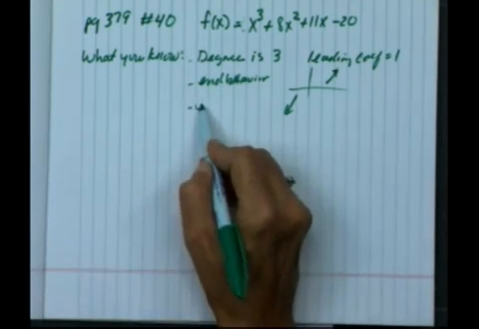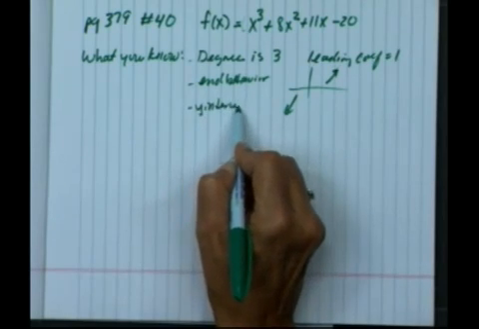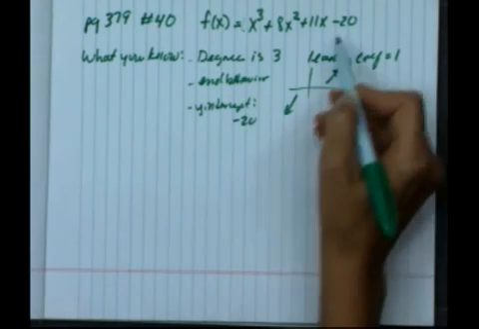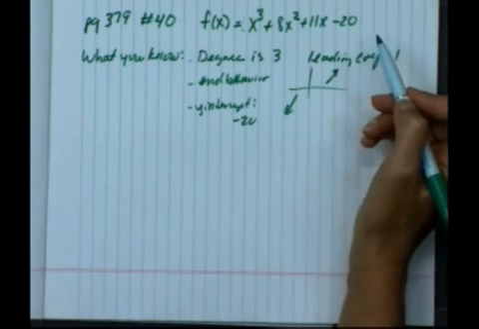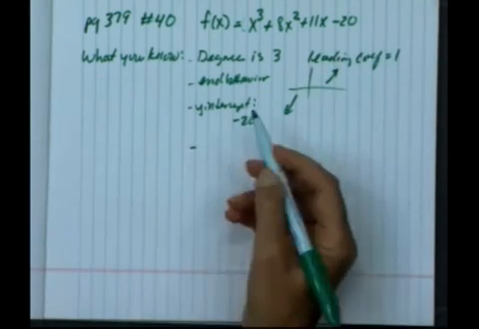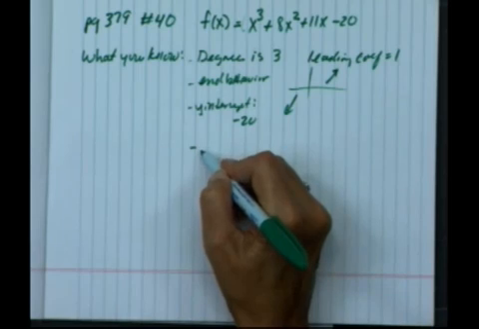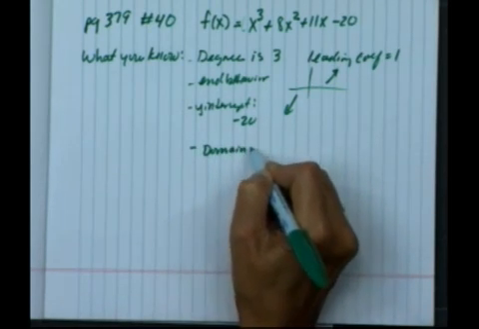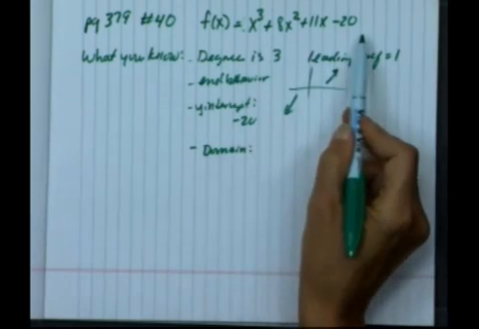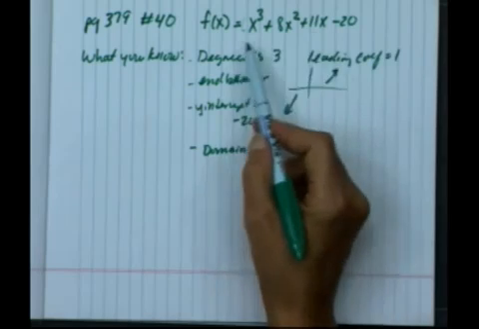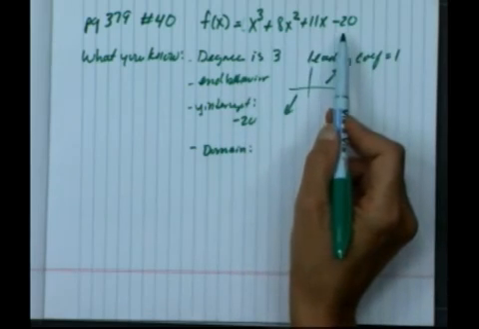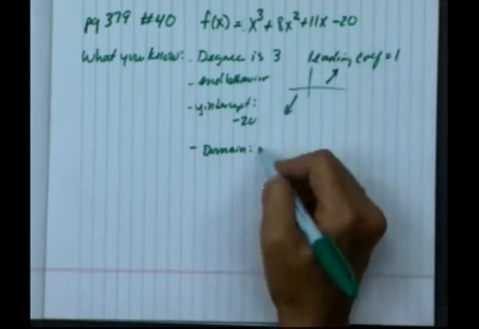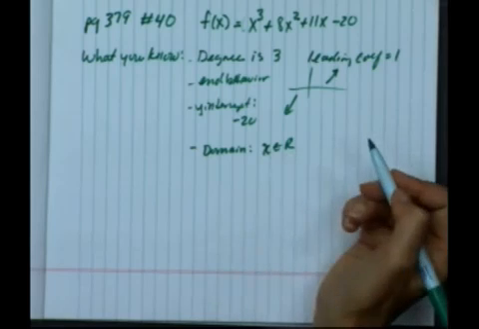What about, do you know a y-intercept? Yeah. Easily. What is it? Negative 20. You know a y-intercept. What else do you know? The domain. Okay, what is the domain? Is there any value of x that would return an undefined y value? All real numbers. You can put in all real numbers.